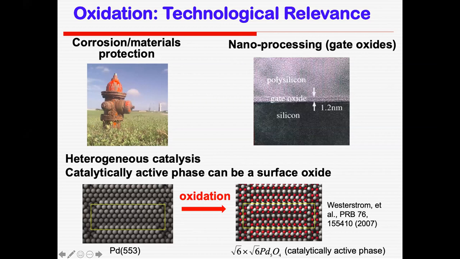So there's a very large chance to form an oxide surface on the metallic surface, okay? And sometimes the oxide is even catalytically more reactive than the metal. So there's large interest in understanding how the metal surface is oxidized to form an oxide, especially a very thin oxide layer, for the catalysis community.